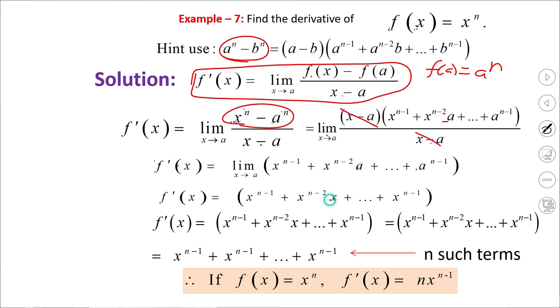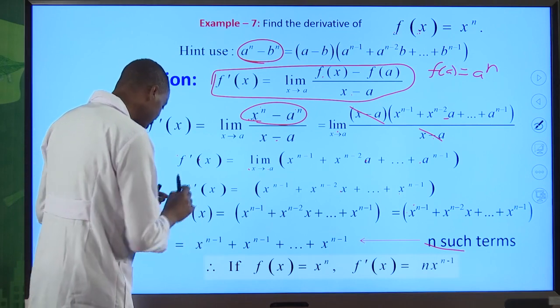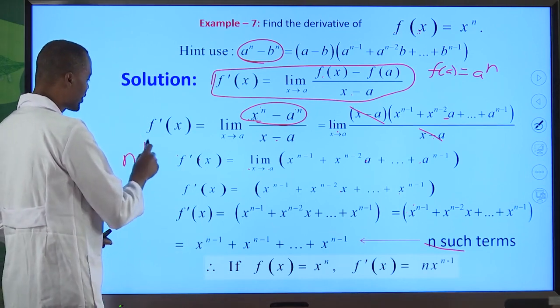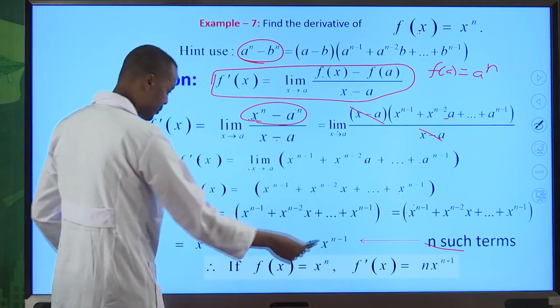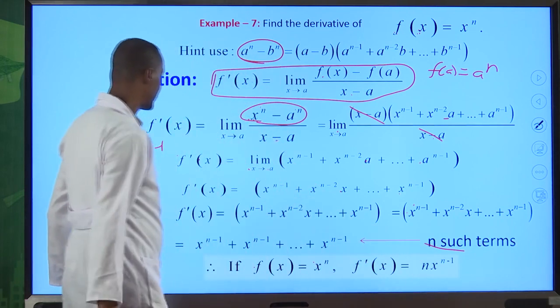So f derivative of x is given according to this. Now I will substitute every a by x, because here x is approaching what? A. And then finally I'm left with x to the power of n minus 1, x to the power of n minus 2 times x, and so on. Finally we are left with x to the power of n minus 1, n such terms. So finally I have n times x to the power of n minus 1, because we have n such terms. So if I'm given a function f of x is equal to x to the power of n, its derivative is n times x to the power of n minus 1.